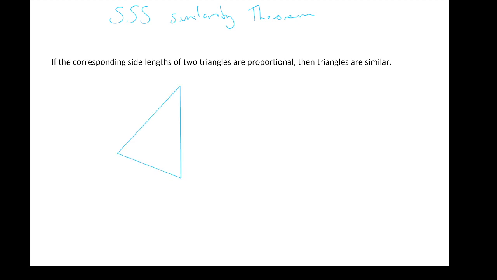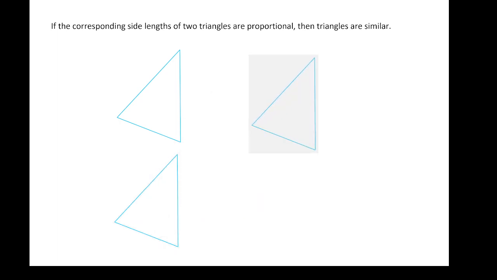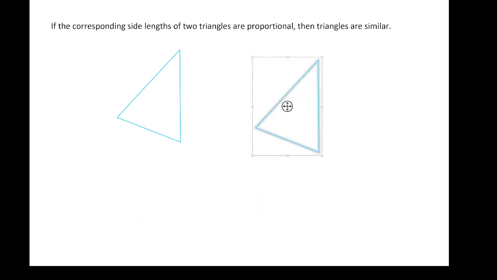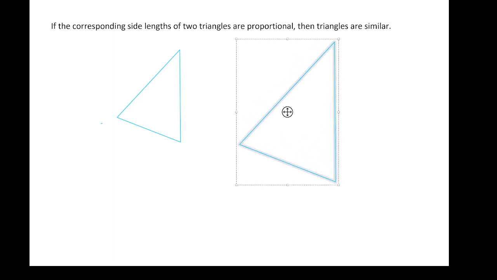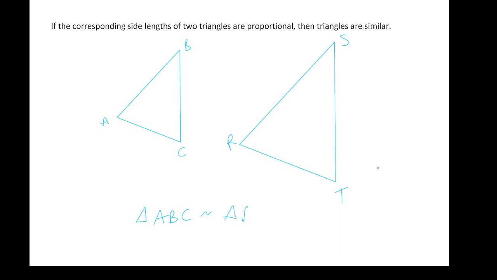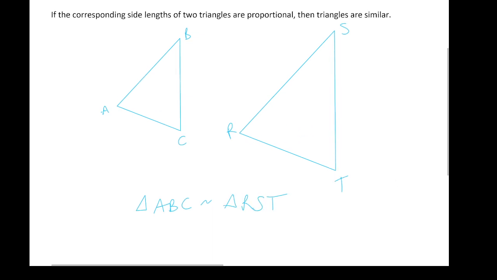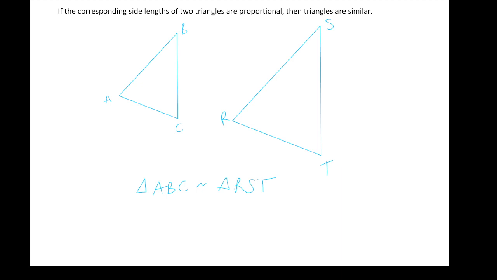Let me go ahead and just draw some diagrams here. So drawing two triangles. Second triangle is going to be larger. And what we're going to know about the two of these is that these triangles, ABC and RST, are going to be similar.